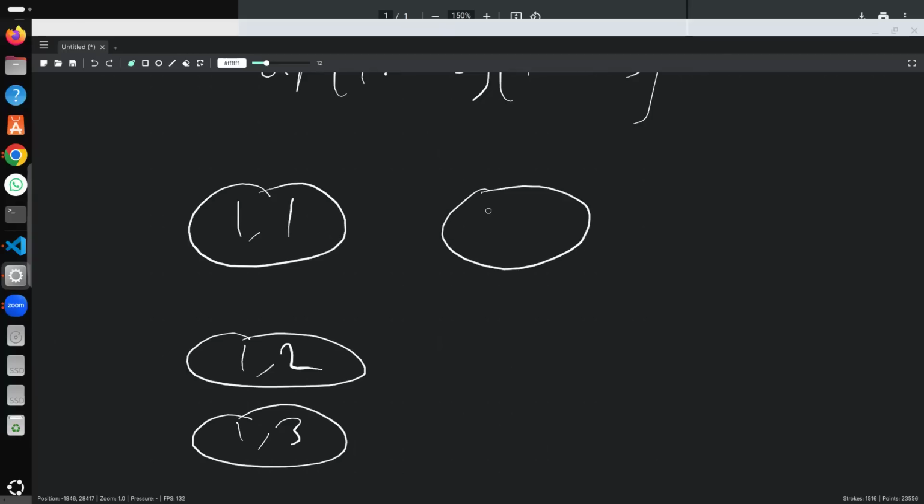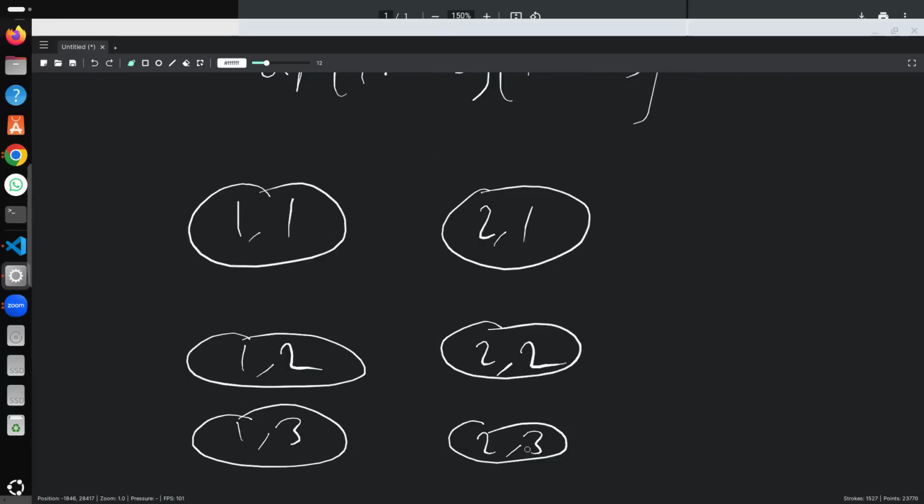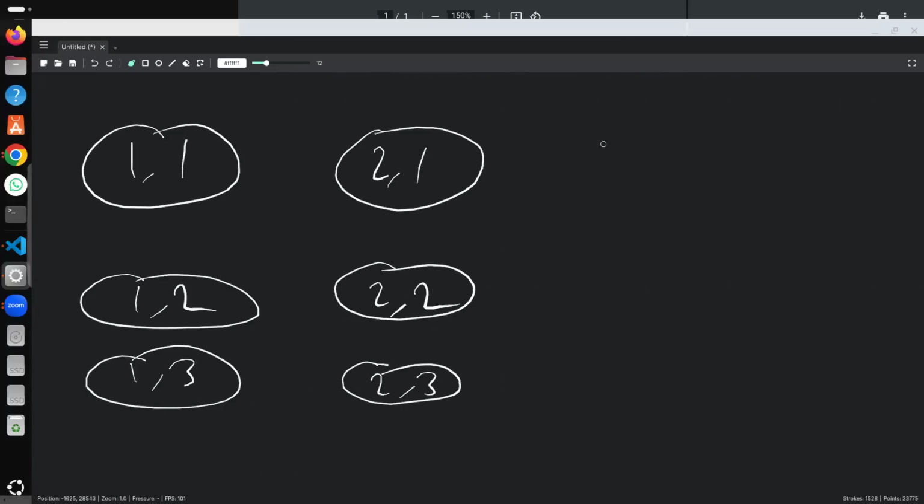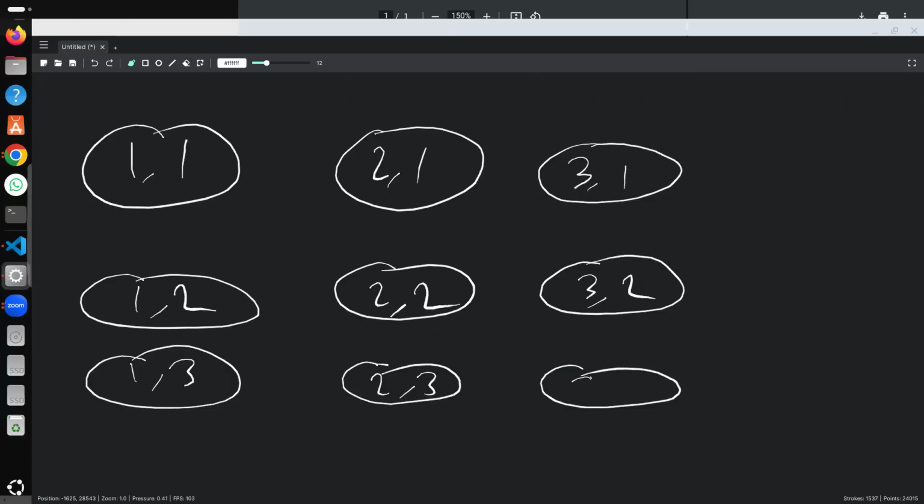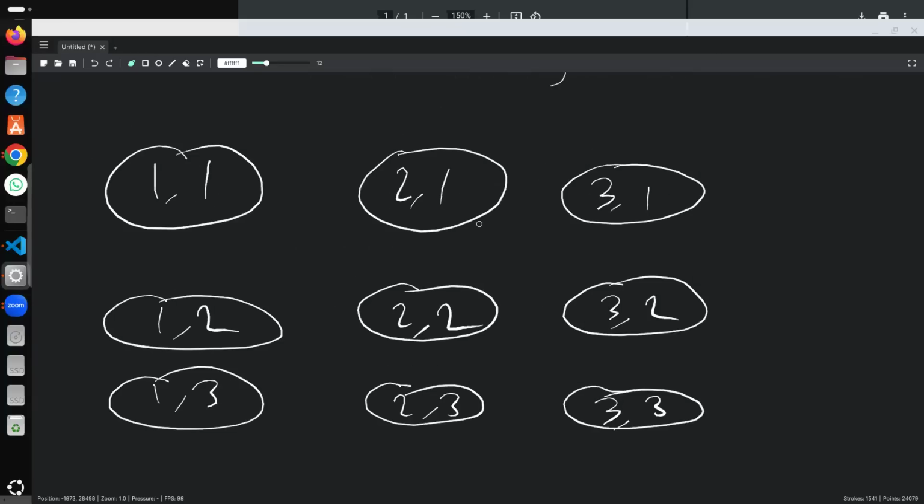This node is 2, 1, 2, 2, and 2, 3. And this node is 3, 1, 3, 2, and 3, 3. So basically, these are nodes.